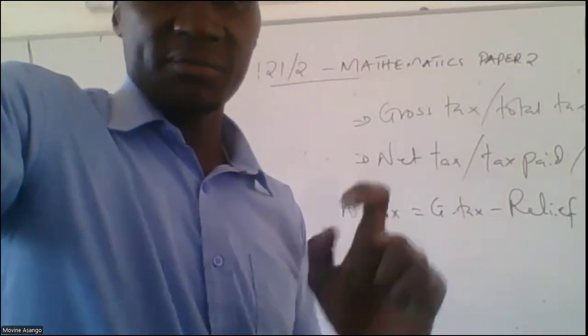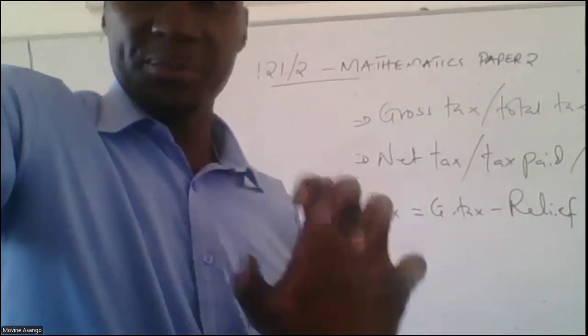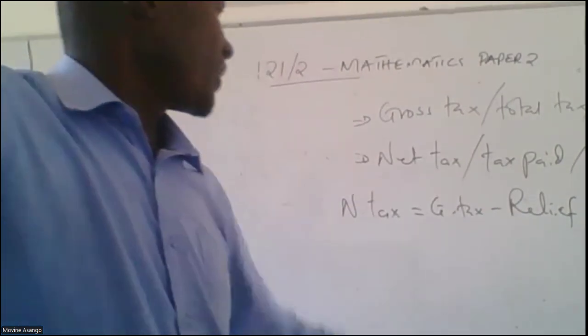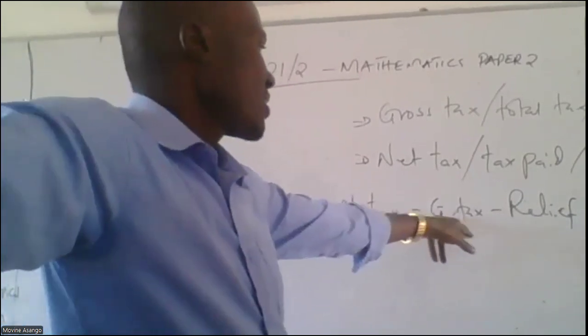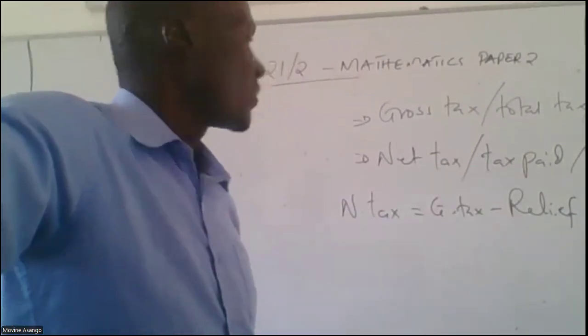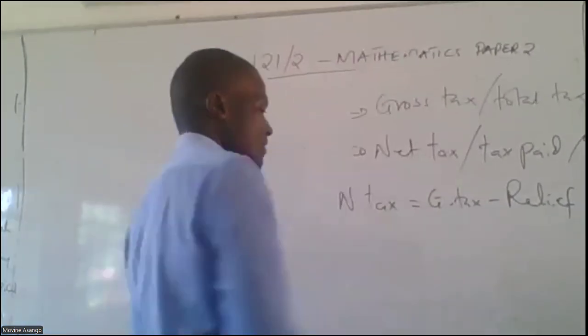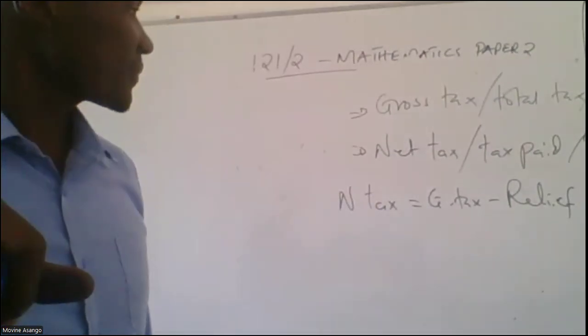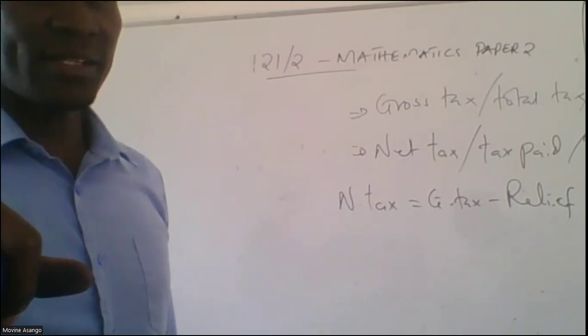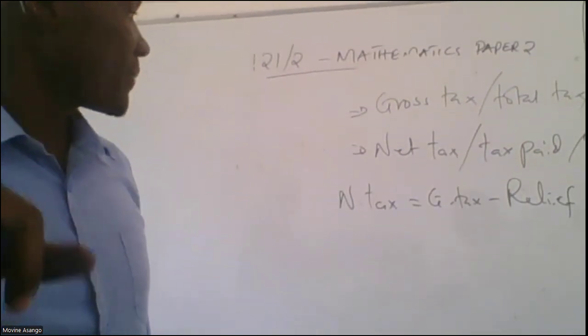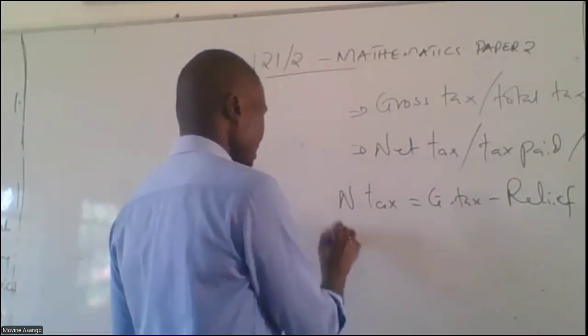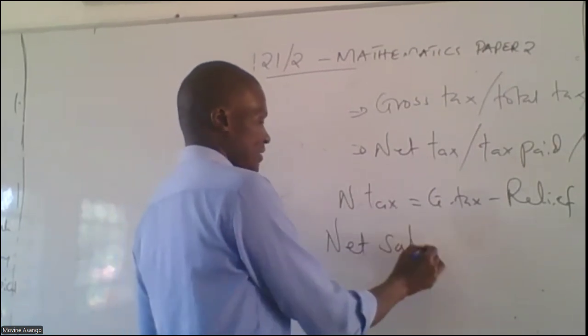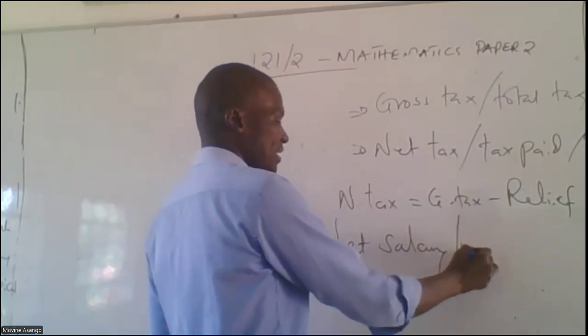And then you say, my relief 1, relief 2, relief 3, put together gives you your total relief. Then you will give the net tax as gross tax minus the total relief. Whatever you will have there will be your net tax. That is the amount that the gentleman, or the lady, is going to pay. After getting the net tax, the tax that we are paying, someone is going to ask you somewhere there, what is the net salary? What is the net salary or net income?